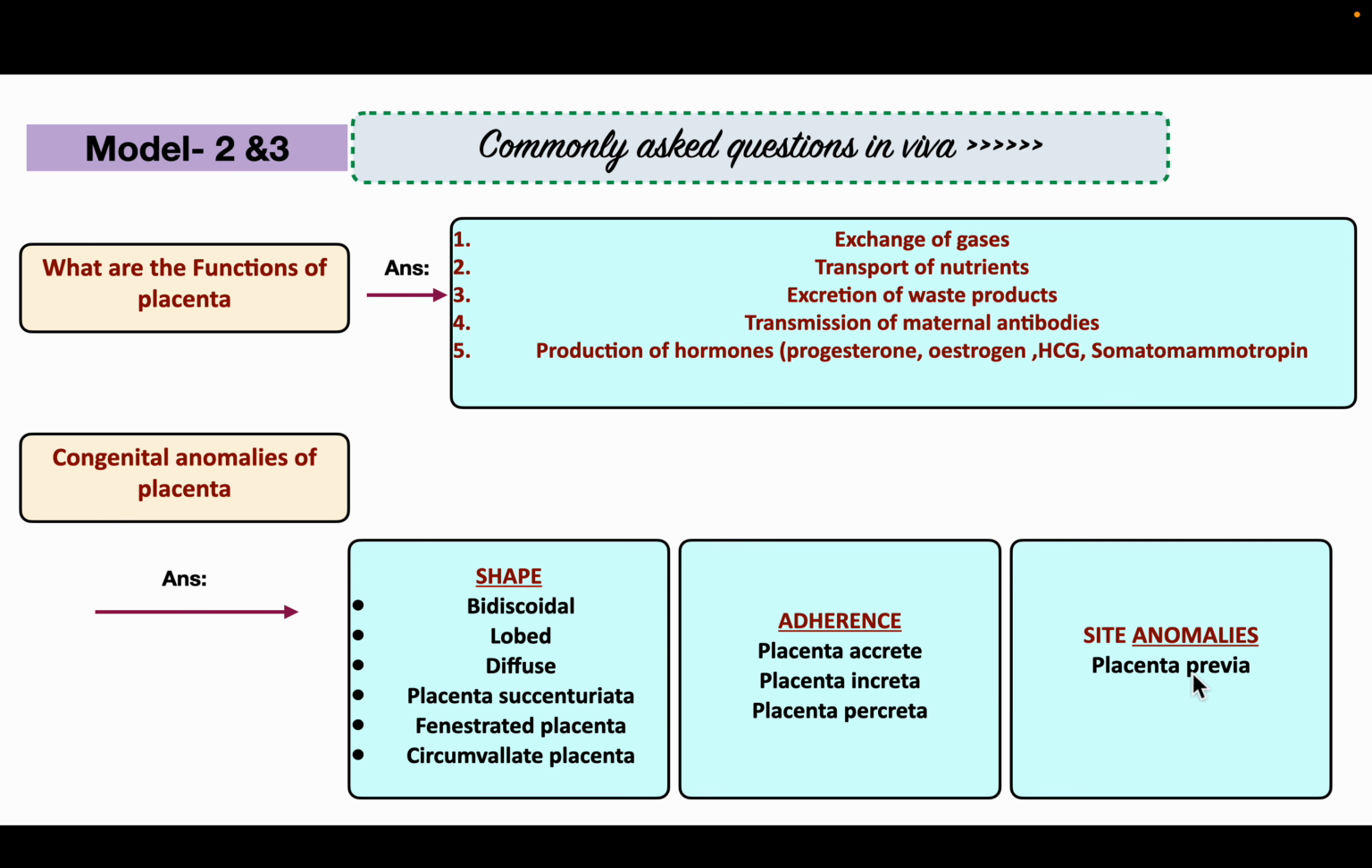So site anomaly, it may be attached near the os, we call it as placenta previa. So these structure, that is succenturiata, fenestrated, circumvallate and accreta, increta, percreta, the detail of these structures you can study from your textbooks. I am just telling you what are the important questions which are related to that particular model.